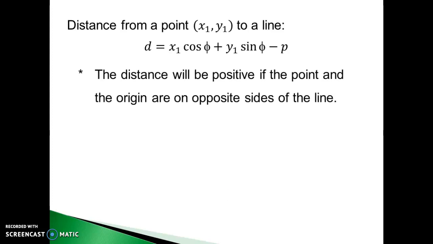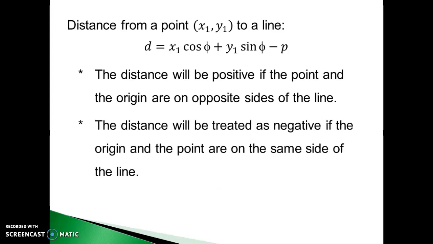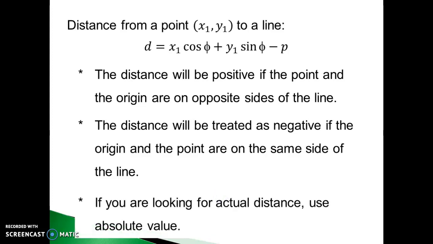So the distance is going to be positive if the point and the origin are on opposite sides of the line, and the distance is treated as negative if the origin and the point are on the same side of the line. So I wanted to explain why you might get a negative answer for distance, but when we are actually looking for the distance itself, we're going to use the absolute value. All right, so let's see what we're talking about here.